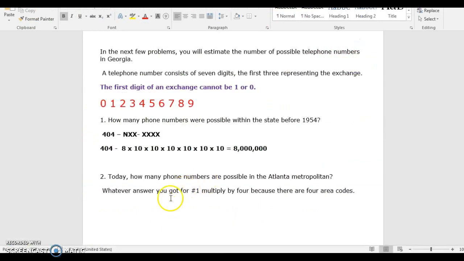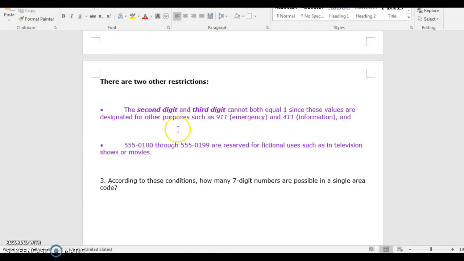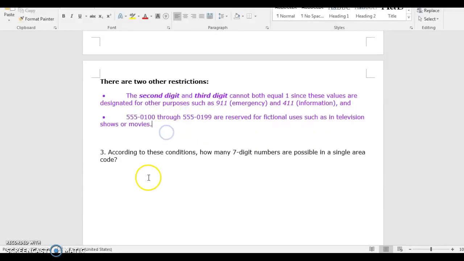So let's go back to our questions. Now, there are 2 more restrictions to a phone number, actually. So we know without these 2 restrictions, we have 8 million for 1 area code. Now, after we subtract these 2 restrictions, we'll have fewer numbers. But let's read the restriction. There are 2 other restrictions. The second digit and third digit cannot both equal 1. Since these values are designated for other purposes, such as 911 and 411 for information, and 511, for, I think, traffic information or something.